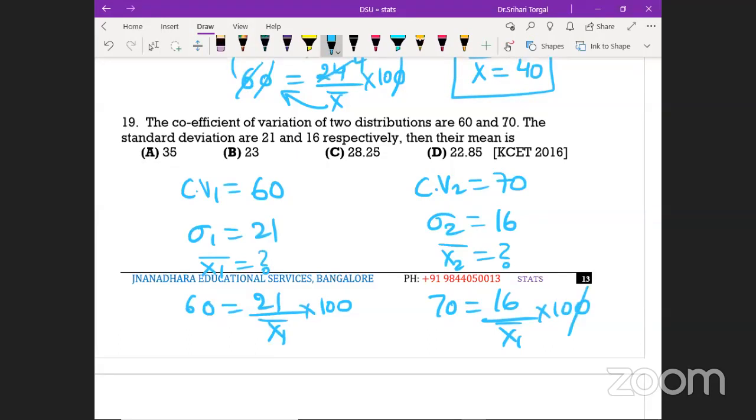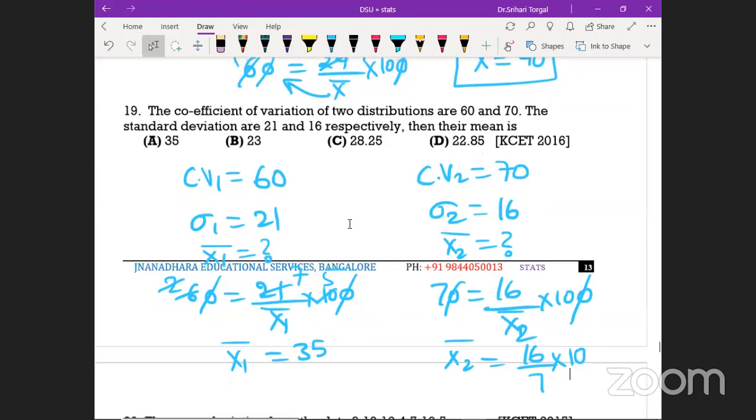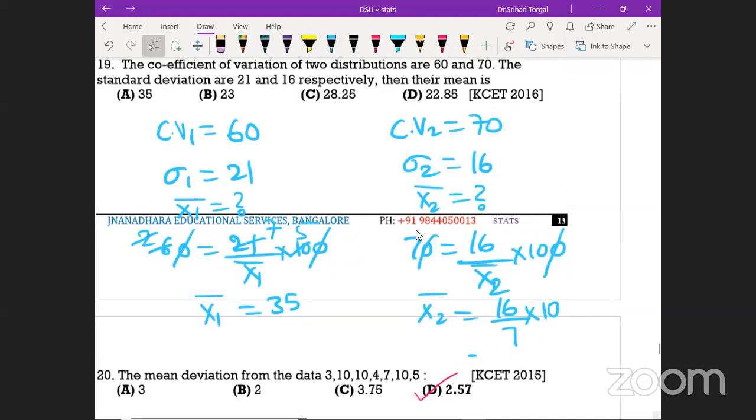You can cancel this 0. 3 2s are 6, 3 7s are 21. x1 bar is equal to 2 1s are 2, 2 5s are 10, which is equal to 35. What about here? x2 bar actually: 16 by 7 into 10. How much? x2 bar is 160 by 7, or you can simplify this.